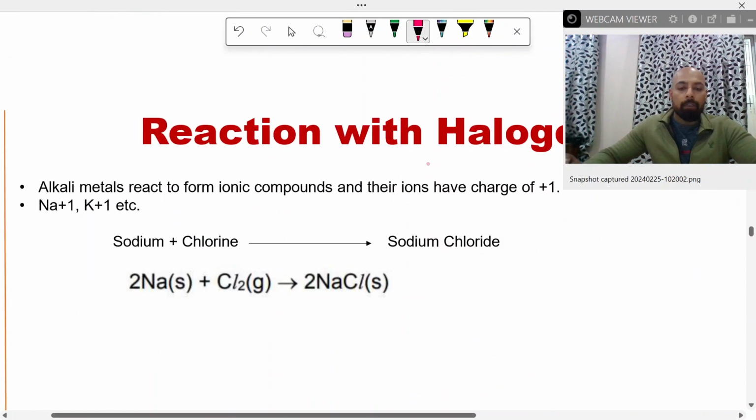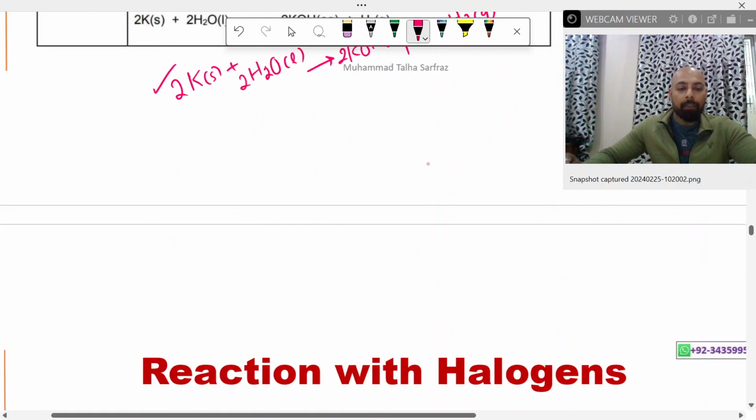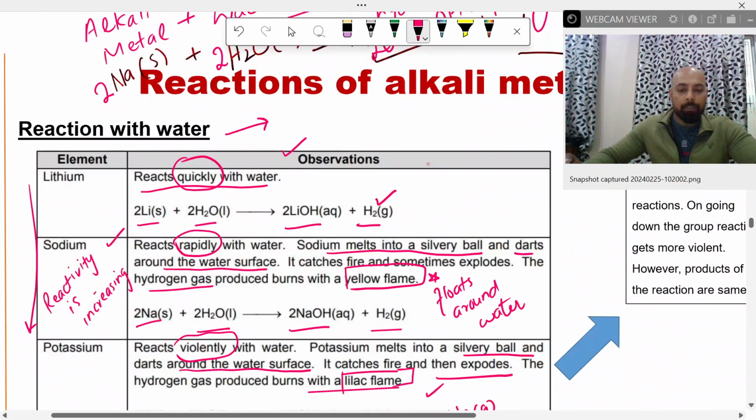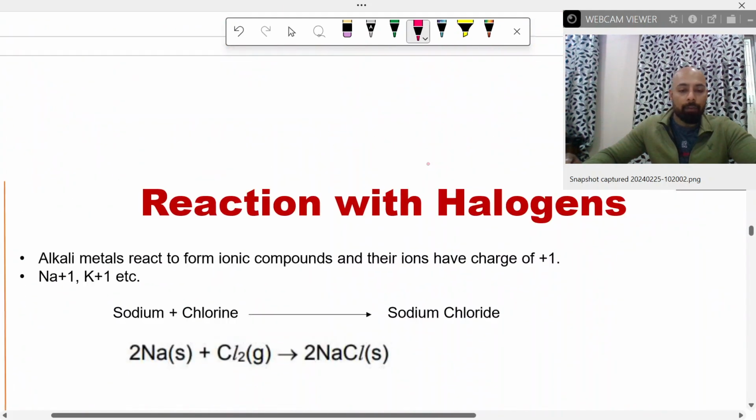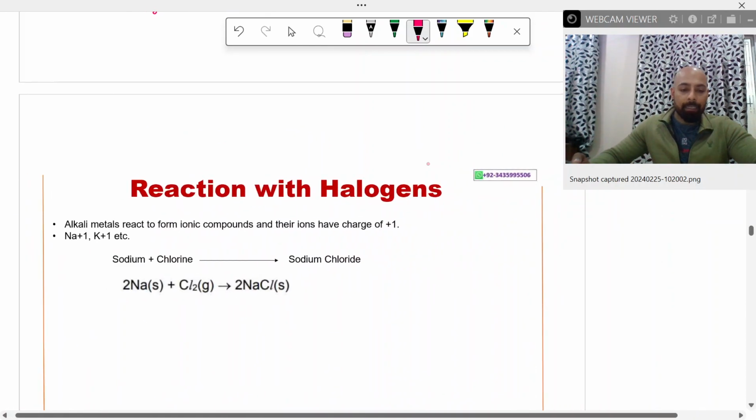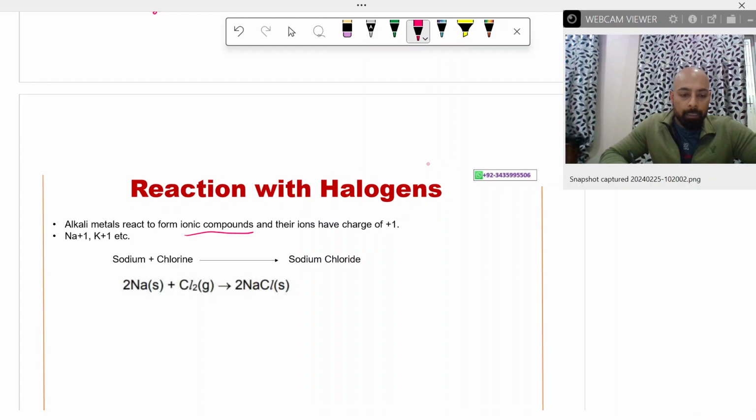So let's move on to the next reaction. How many reactions have we studied so far? We've studied 3 reactions: reaction with oxygen, reaction with water, and now reaction with the halogens. Alkali metals basically react with the halogens to form ionic compounds. So sodium plus chlorine gives sodium chloride. Here also you have to consider the charges. Which are the halogens? We have group 7 halogens: fluorine, chlorine, bromine, iodine and astatine.